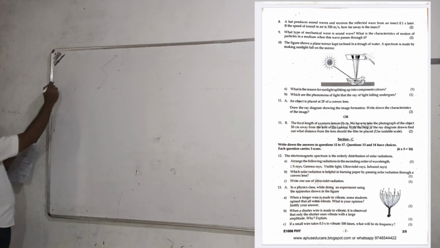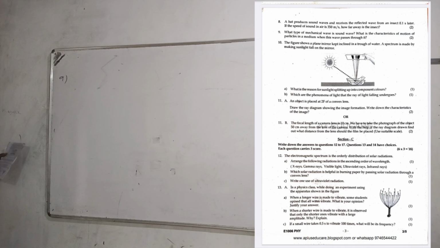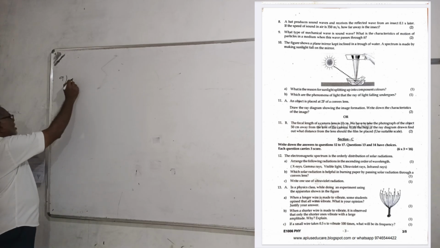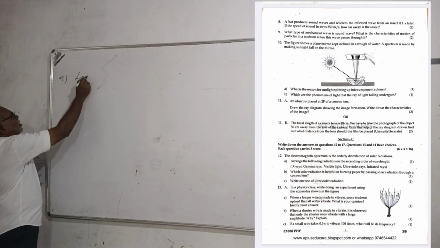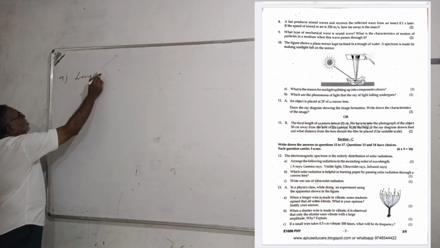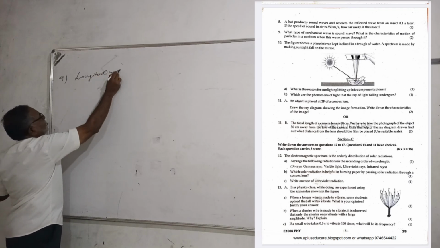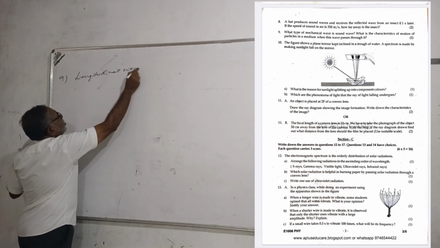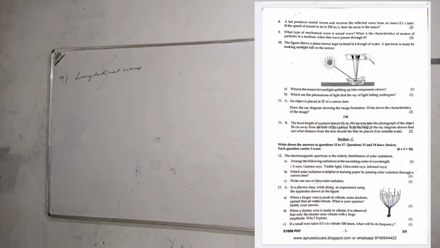Question number 9. What type of mechanical wave is sound wave? What is the characteristic of motion of particles in a medium when these waves pass through it? The answer is longitudinal wave. Sound waves are longitudinal waves.